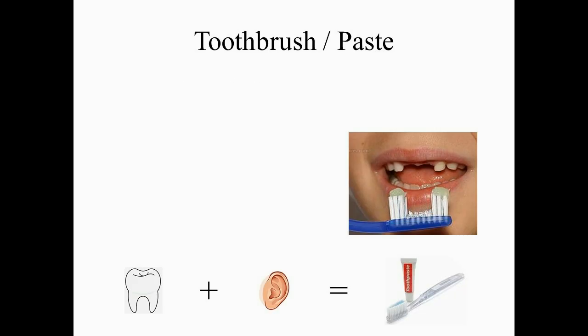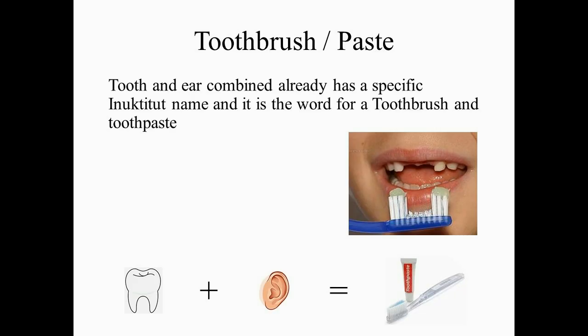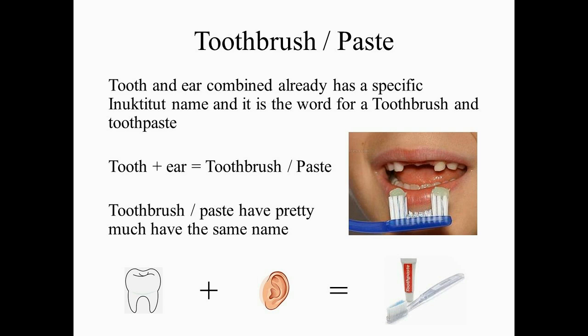All right. Tooth and ear combined already has a specific Inuktitut name, and it is the word for a toothbrush and toothpaste. Tooth plus ear equals toothbrush and paste. Toothbrush and toothpaste have pretty much the same name. If you have the other one, you will know what you are talking about.